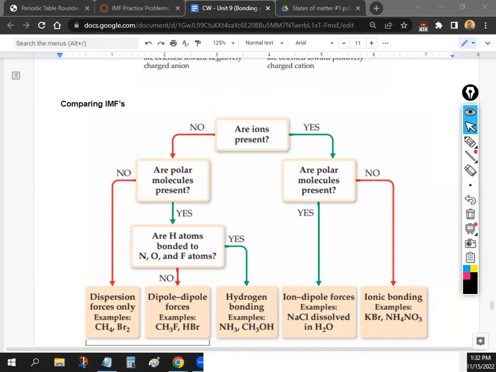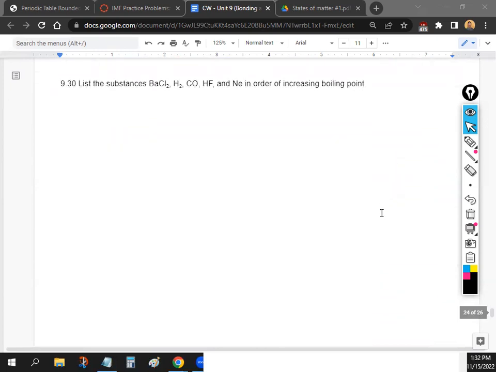Isn't that incredible, right? Okay, so we're gonna do a couple practice problems because like I said, this takes up a big portion of the AP test. I want to make sure that you guys are comfortable working with IMFs and comparing IMFs. I think these can get a little hard, so we'll start with the easy one.